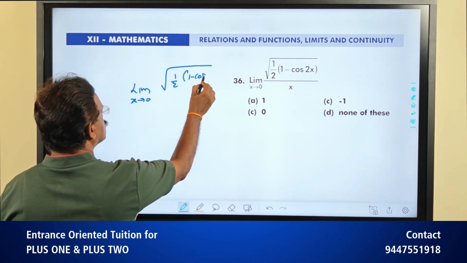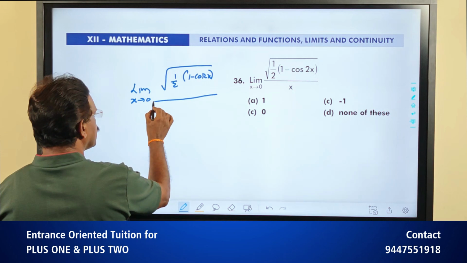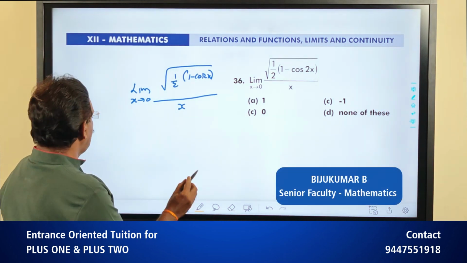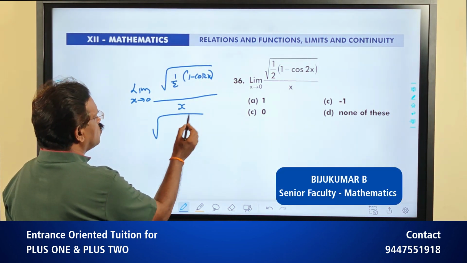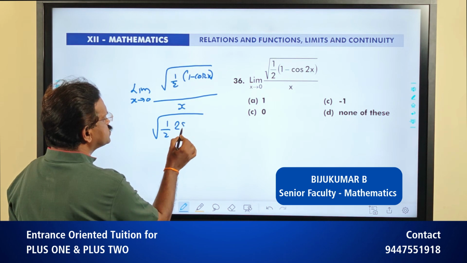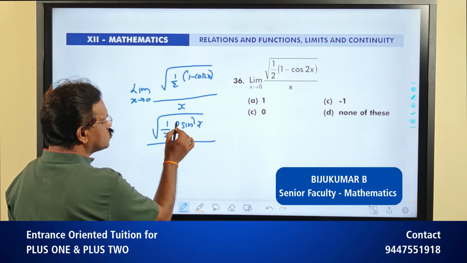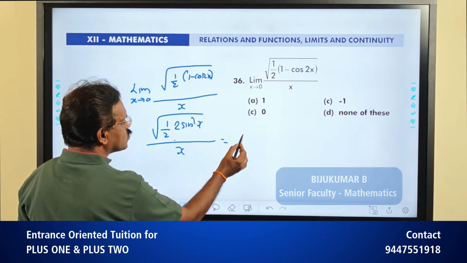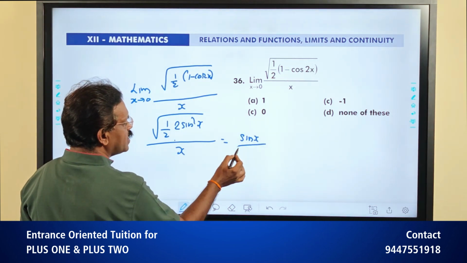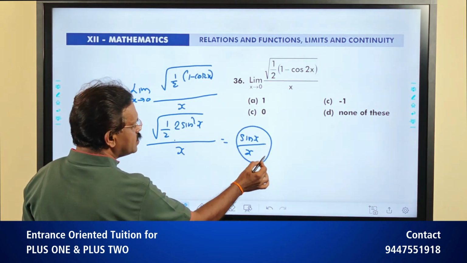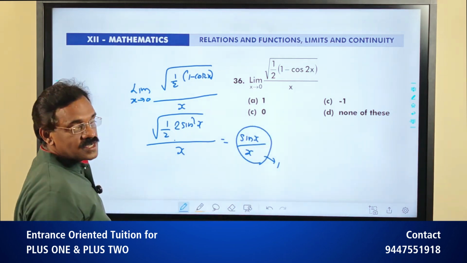1 minus cos 2x whole divided by x. We all know that 1 minus cos 2x is 2 sin square x, whole divided by x. What happens? 2 cancels. Root of sin square x, they will write as sin x by x. We know that its value is 1. Therefore, they put the answer as a, it's a mistake.